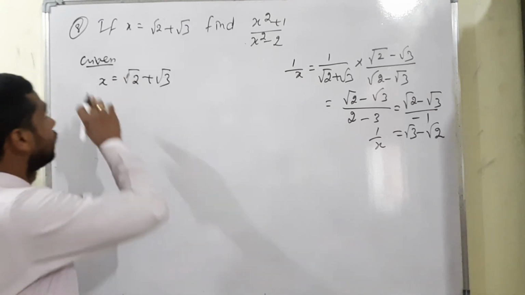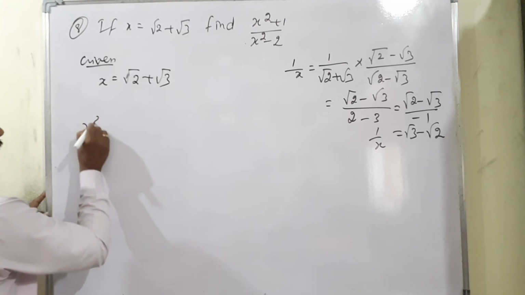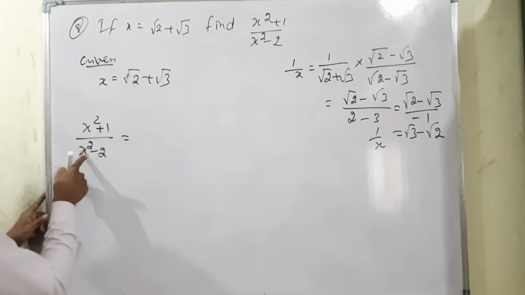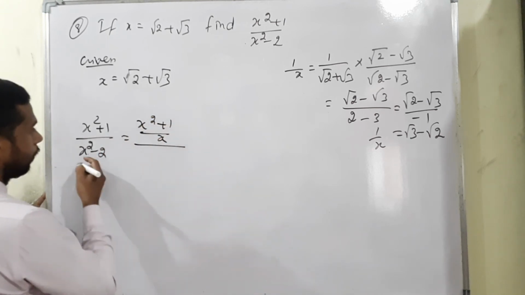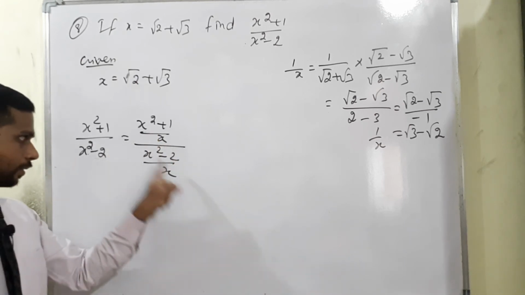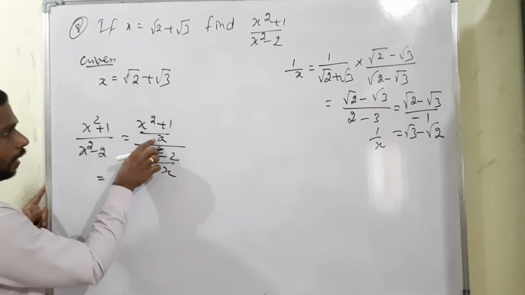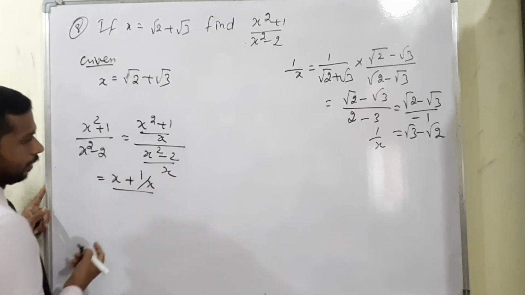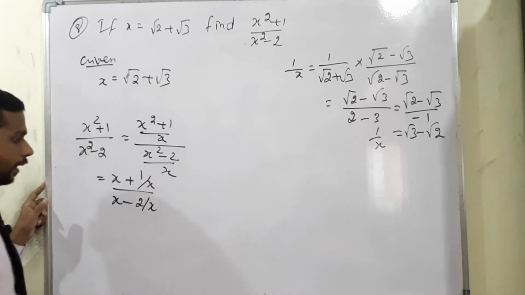So after getting the x and 1 by x values, the given term is x square plus 1 divided by x square minus 2. Each and every term divided by x means x square plus 1 divided by x, the whole term divided by x square minus 2 divided by x. Each and every term divided by x: x square by x means only x will come, then remaining 1 by x. Then in the denominator, x square by x means again x will come, minus 2 by x.